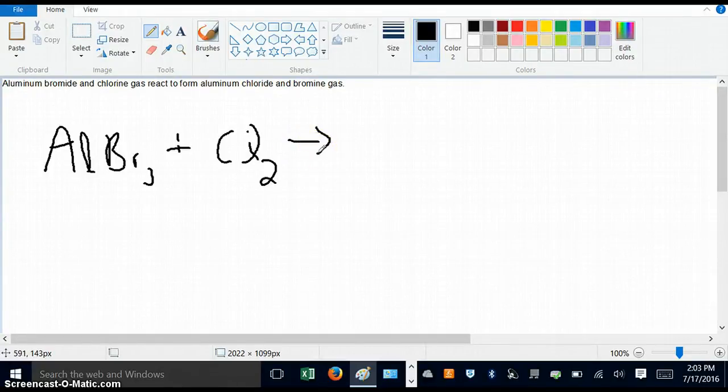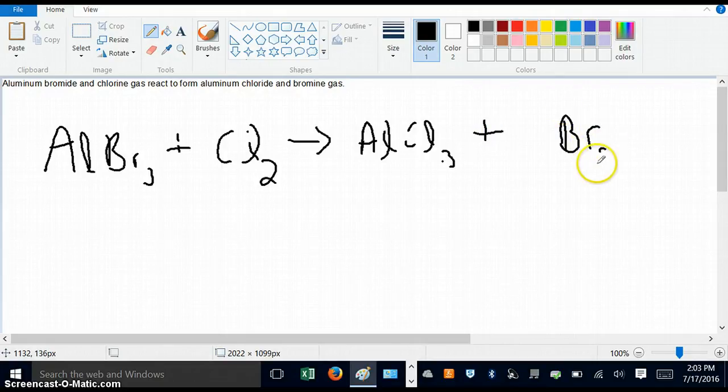And then it goes to aluminum chloride, of course. Aluminum is +3, chlorine is -1. So there's 1 aluminum and 3 chlorines, AlCl3, plus bromine gas, which is just Br2. So that's kind of nice. I'm just setting up. You still have to balance it in the homework. Okay, let's look at the next one.